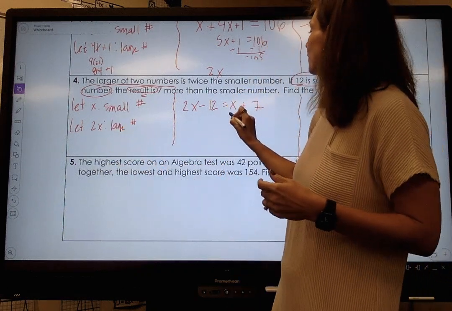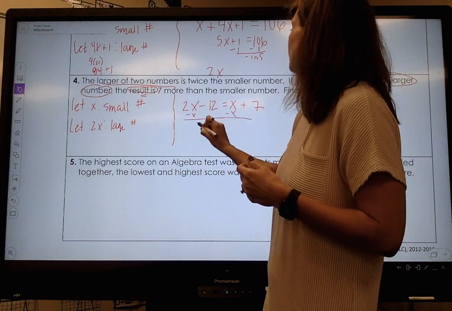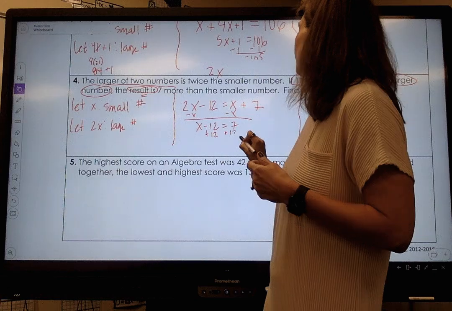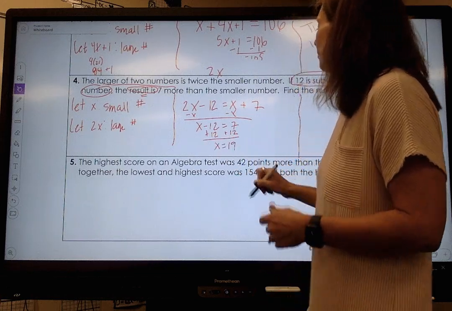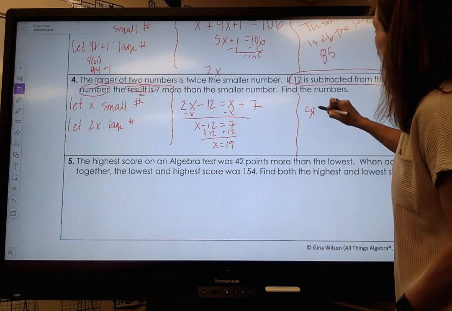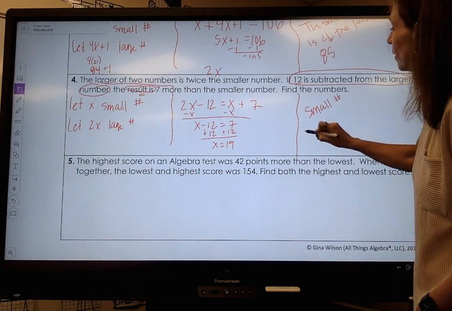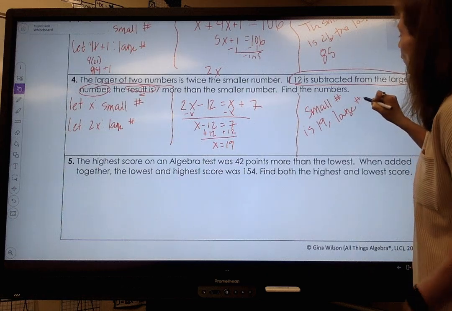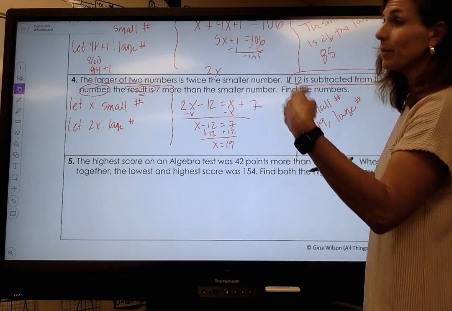Now I solve, so I'm going to subtract x on both sides. X minus 12 equals 7. I add 12. I get x equals 19. So 19 is the small number because that's x. So small number is 19. And large number, if the large number is twice that, it's going to be 38.